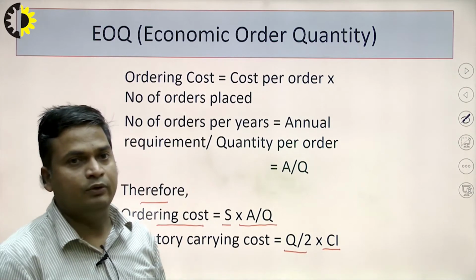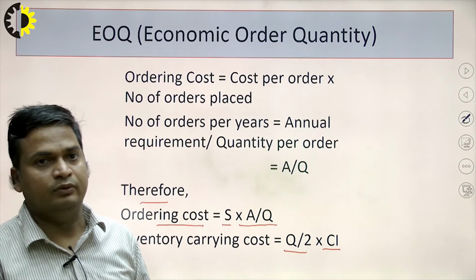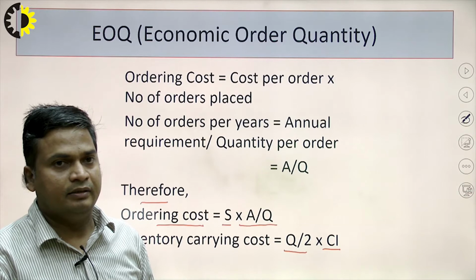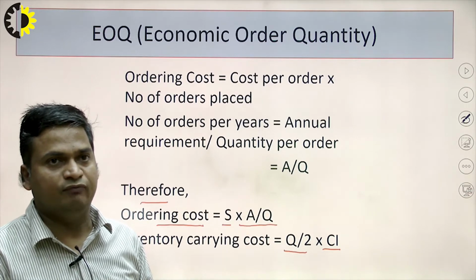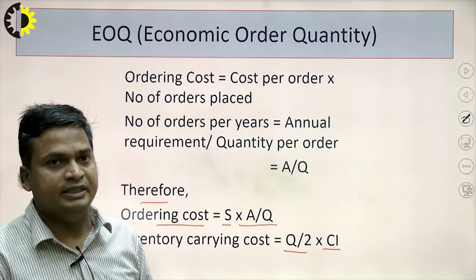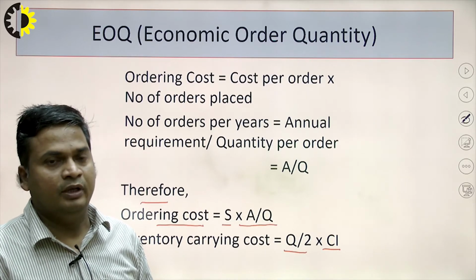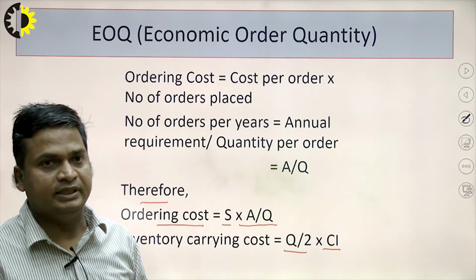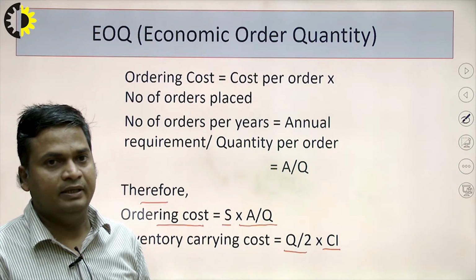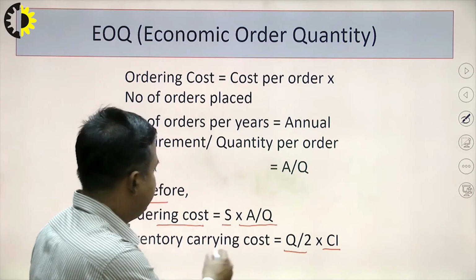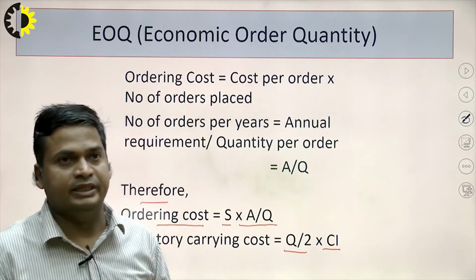Here I took average inventory Q by 2, not Q, because initially we are having the full inventory, then it is decreasing, and at one point it becomes 0. So, for that period we have considered the average inventory, and so inventory carrying cost is Q by 2 into CI.